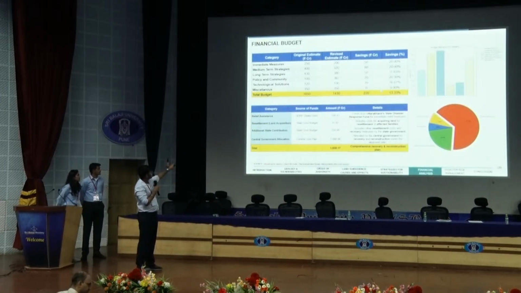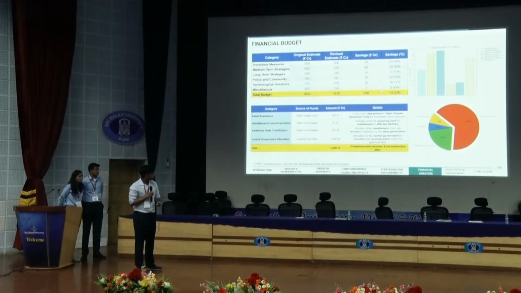So a total budget was assigned of approximately 1650 crores, and we have come up with a revised estimate of 1430 crores. In this as well, we have a miscellaneous 350 crores that we have not touched yet, which can be used at any point required, and we save up to 13.3%, which is a good amount of saving. Then for each category, these are the funds that have been allocated by the central government, which is 65.2%, and the rest is all contributed by the state government itself.